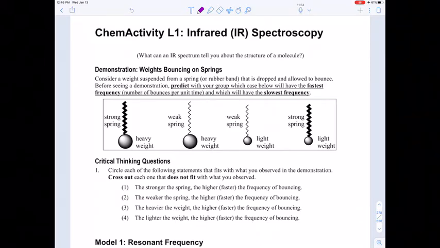Consider a weight suspended from a spring or rubber band that is dropped and allowed to bounce. Before seeing a demonstration, predict with your group, or by yourself rather, which case below will have the fastest frequency. Fastest frequency means the number of bounces per unit time, and which will have the lowest. Okay, so hit pause, look at your options in number 1 there, and then hit play when you're done thinking about it.